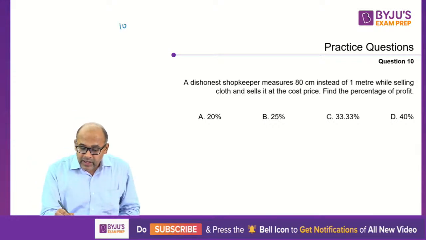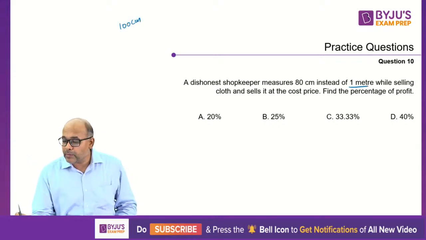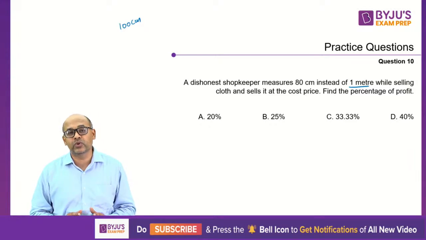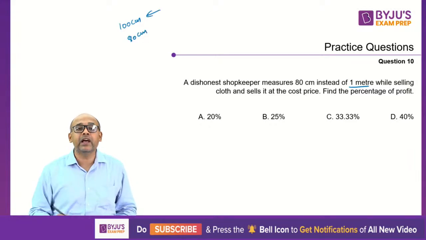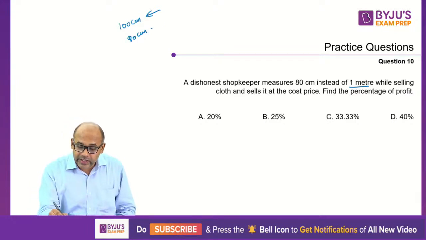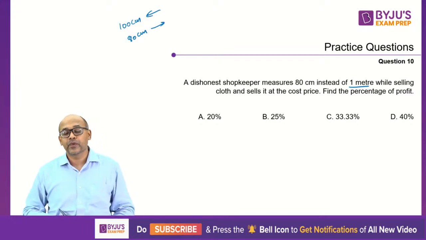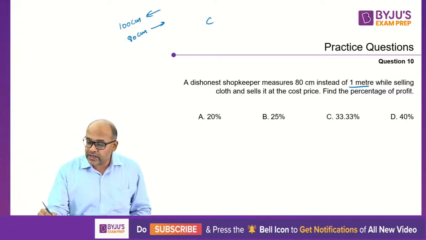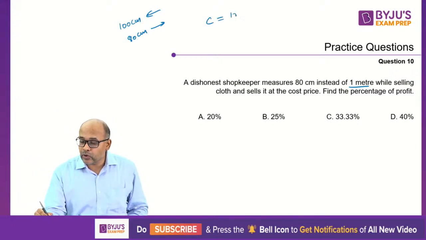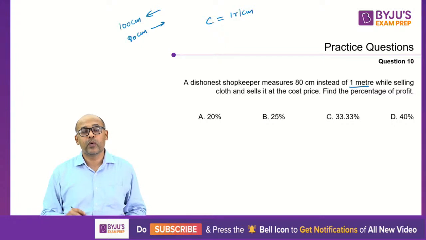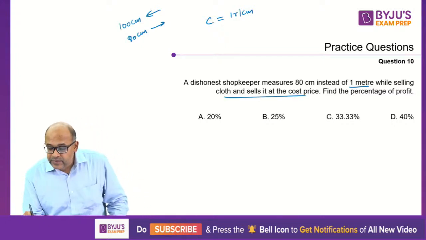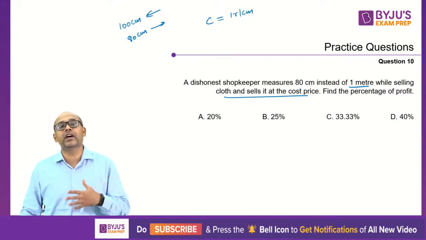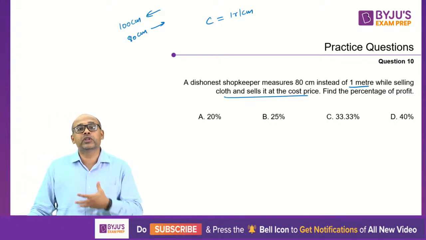He is saying that I am selling 100 centimeters, meaning 1 meter, but actually what he's doing is he's selling only 80 centimeters. So he is taking money for 1 meter, but giving a quantity of only 80 centimeters. So let us say his cost price is 1 rupee per centimeter. Correct? 1 rupee per centimeter. What is he saying now? He's saying that I am selling it at cost price. He's saying that I am selling at the same price I bought.